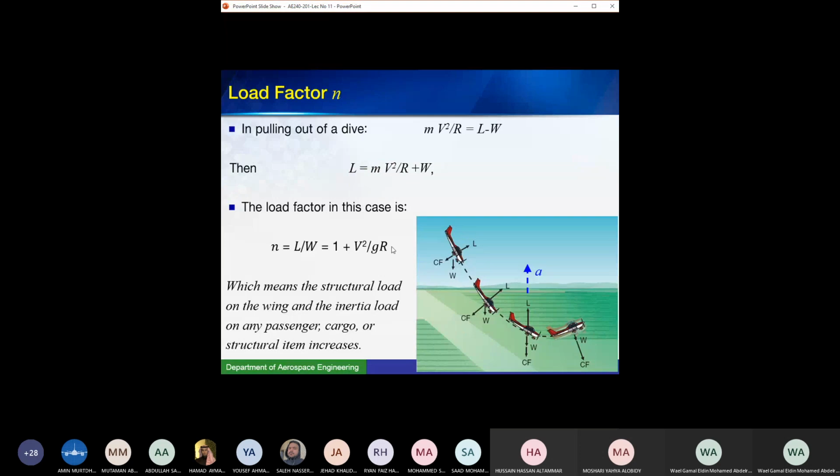Straight and level flight has an infinite radius, because the aircraft is flying straight and level, so the load factor is 1. But for pull-out of a dive, the load factor is more than 1.